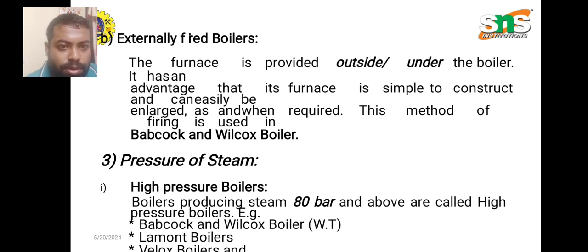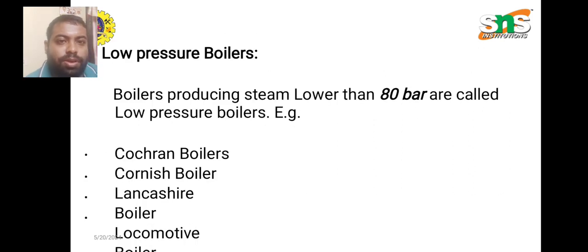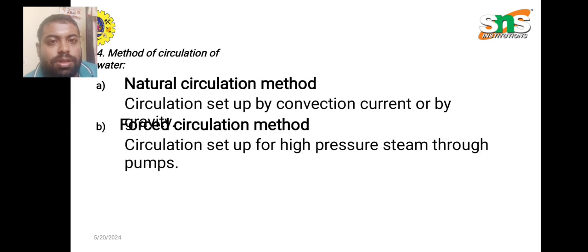Pressure of steam. High pressure boilers: boilers producing steam of 80 bar and above are called high pressure boilers. Example: Babcock and Wilcox boiler, Lamont boiler and Velox boiler. Low pressure boilers: boilers producing steam lower than 80 bar are called low pressure boilers. Example: Cochran boiler, Cornish boiler, Lancashire boiler and locomotive boilers. These are some examples of low pressure boilers.